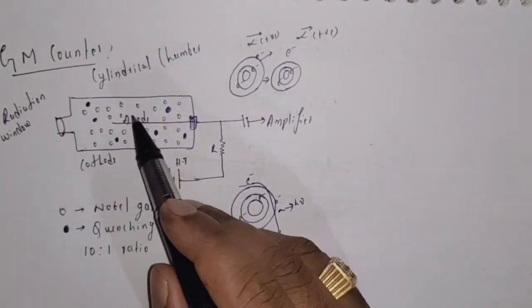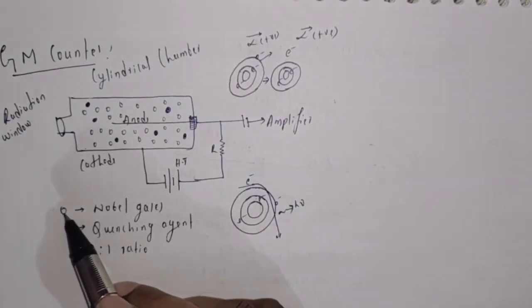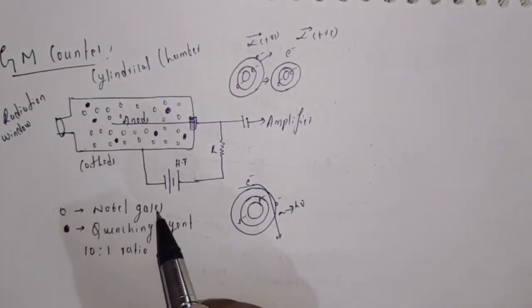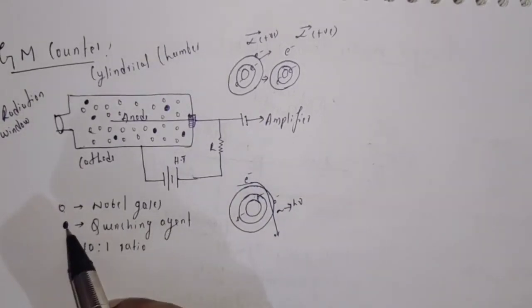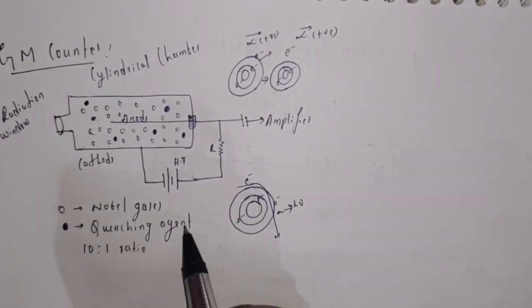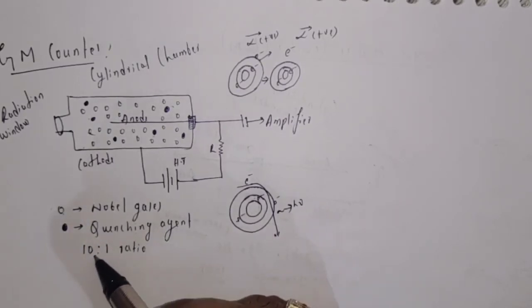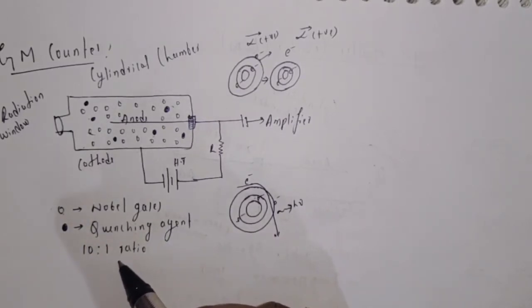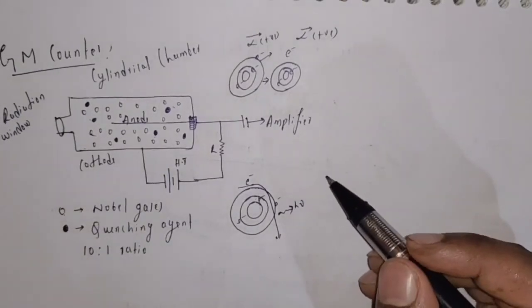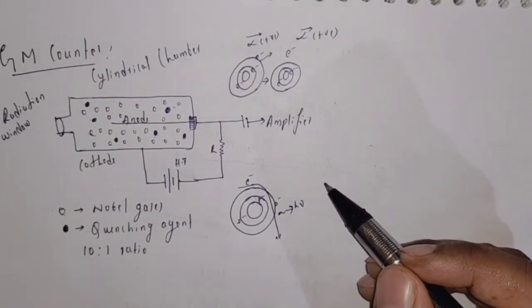Here I have shown the noble gases such as argon and helium, and this represents the quenching agent. We have added noble gases and quenching agent in the ratio of 10:1. Now let us discuss the working of the GM counter.